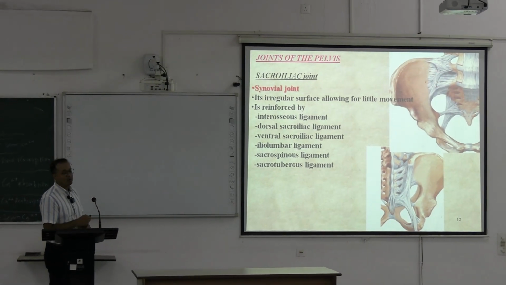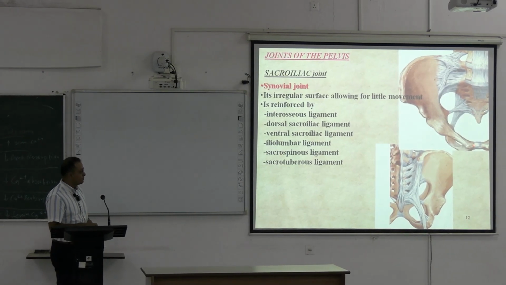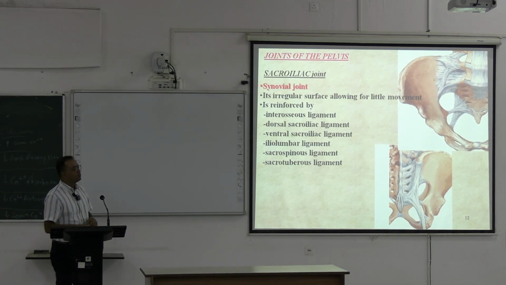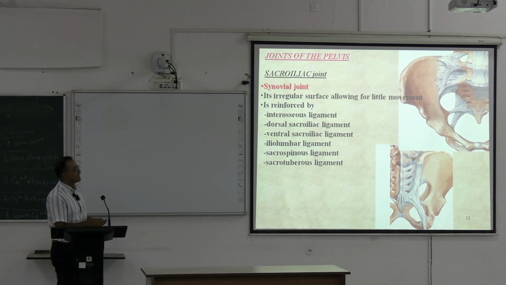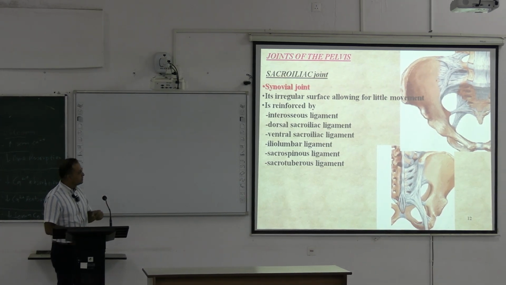On that side we have a joint, we call it the sacroiliac joint. On the front side we have a joint between these two hip bones, we call it the symphysis pubis. The nature of these two joints you have to keep in mind. On the back side, the sacroiliac joints, right and left, are synovial type of joint. That means it allows some kind of movement.